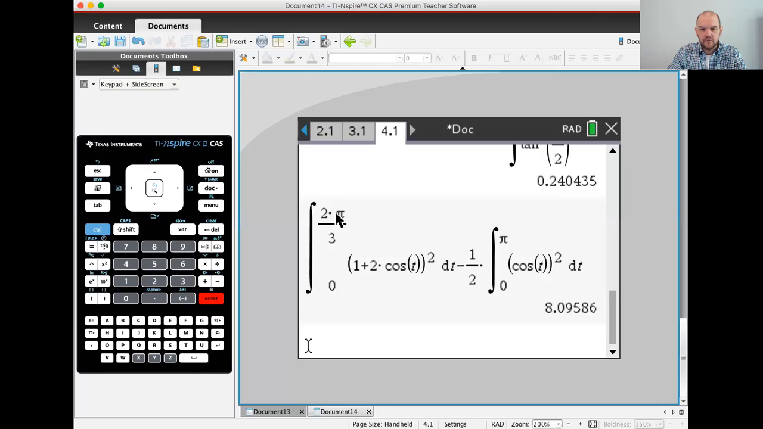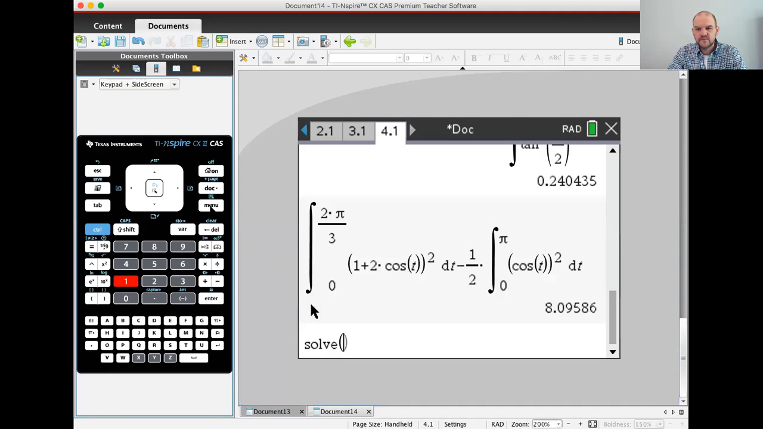Here we go. All right. So first I need the intersection. I'm just going to use solve. You could also graph them in rectangular and find the intersection. That would totally work.